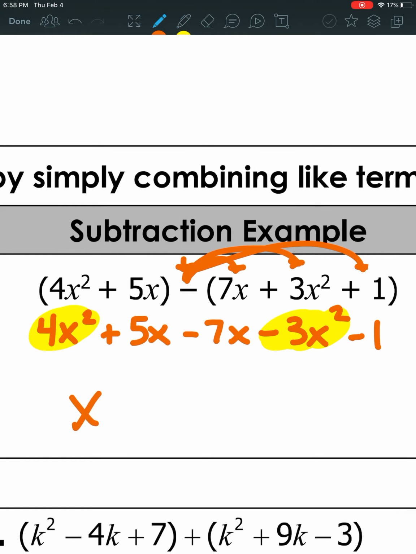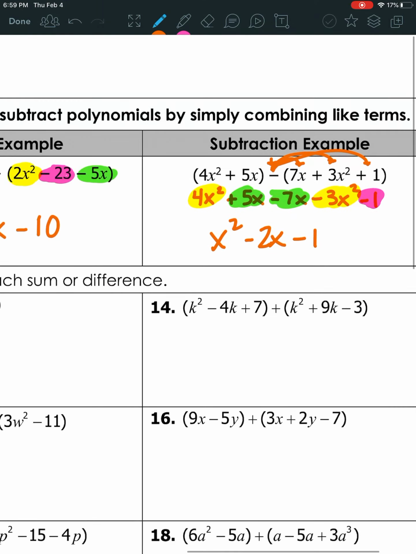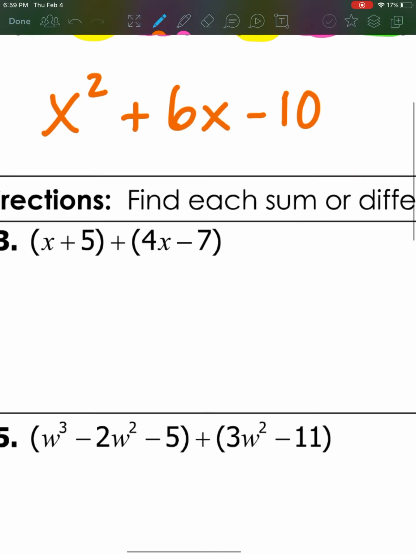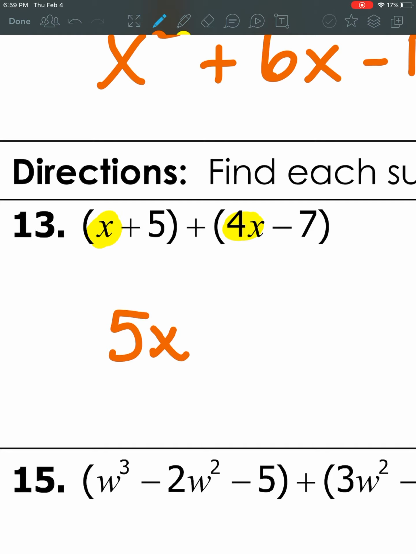So again, we're going to go through. The highest term is squared, so 4x squared minus 3x squared, we get 1x squared. Then we have 5x minus 7x. So we get negative 2x. And lastly, we have a minus 1 down here. There's no constant to combine this with, so we just simply leave it how it is, minus 1. And there that is. I'll do a couple more with you.